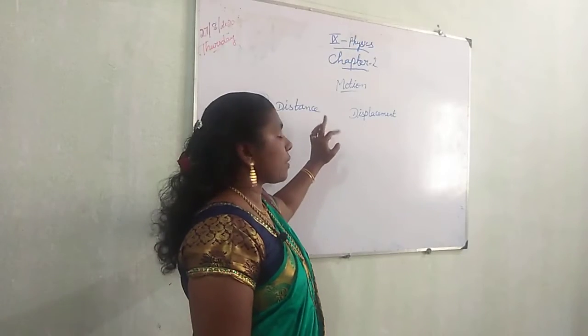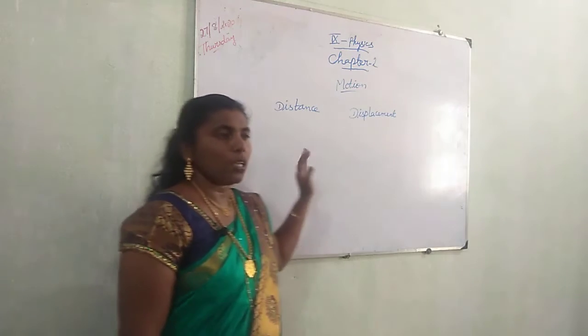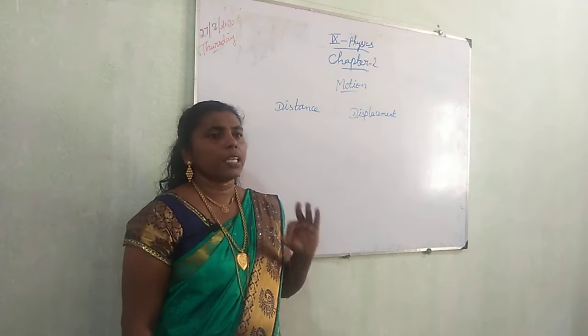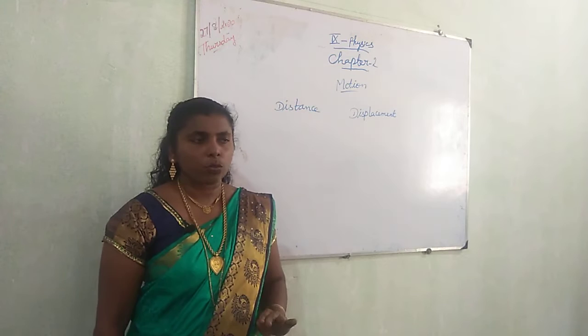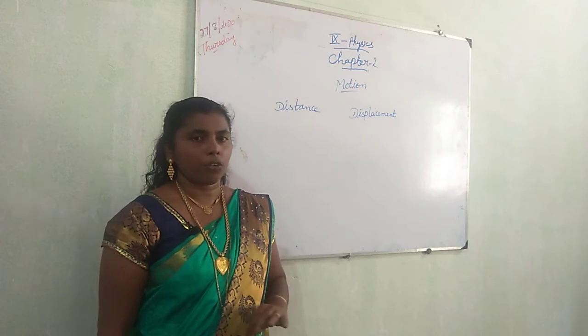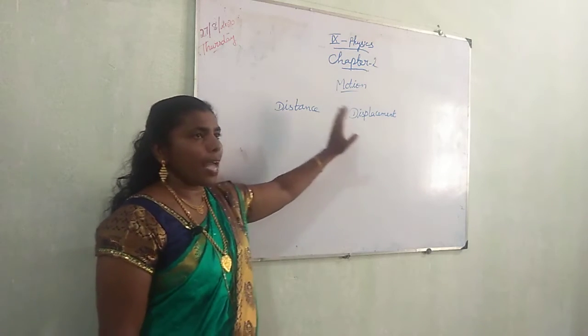That is unequal distance but equal time. So uniform motion means equal distance in equal intervals of time. Non-uniform motion means unequal distance in equal intervals of time. So in this lesson we have learned about motion, rest and types of motion. What are the types of motion we have learned? Linear motion, circular motion, oscillatory motion, random motion, uniform motion and non-uniform motion. Is it clear, students? Then next one, distance and displacement.